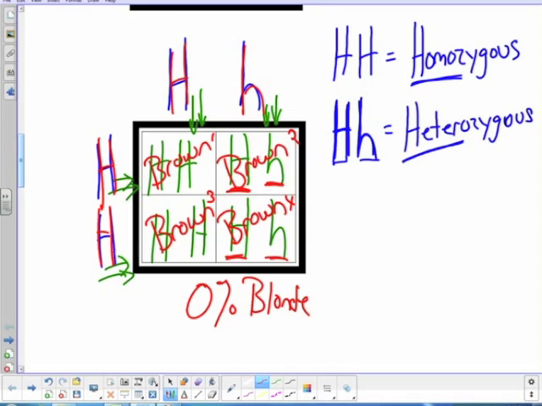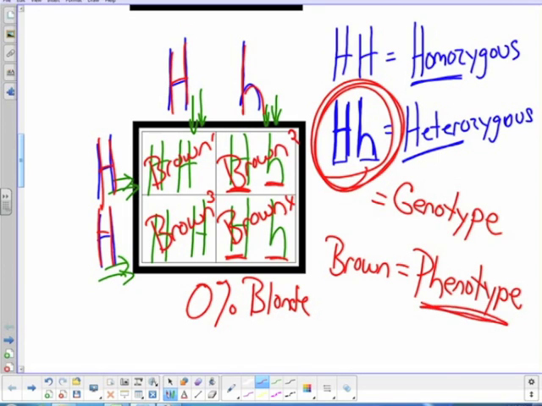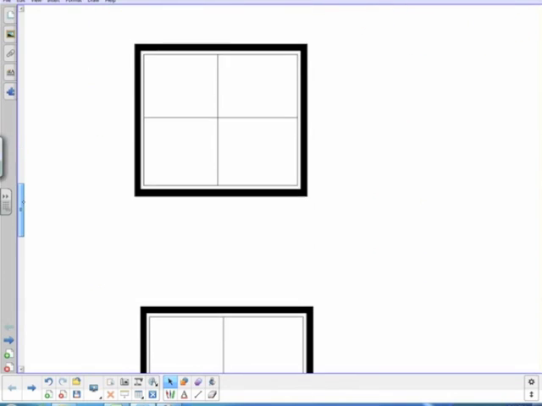Now, also keep in mind as we're going through this that genetic code right here, the genetic code equals the genotype. And then the color, brown, what we actually see, the physical characteristic, equals phenotype. This is the fancy science word for that particular hair color characteristic. And this is the fancy science word for genetic code. All right.